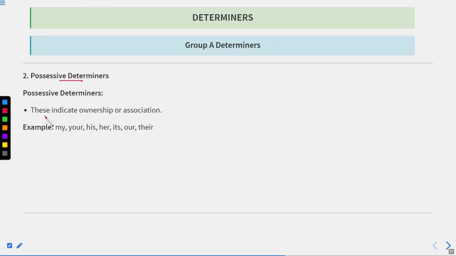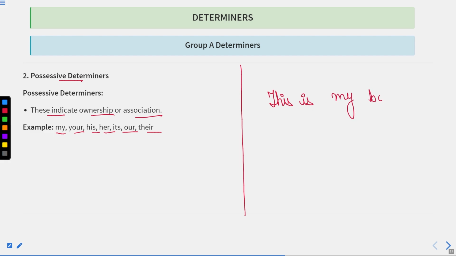Now, possessive determiners indicate ownership or possession. For example, my, your, his, her, its, our, or their. Now we have two types of possessive: possessive adjectives and possessive pronouns. They both are different from each other. We cannot say possessive pronouns are determiners, but possessive adjectives are the possessive determiners. How? If I say, this is my book, the first sentence is, this is my book. Another sentence is, this book is mine.